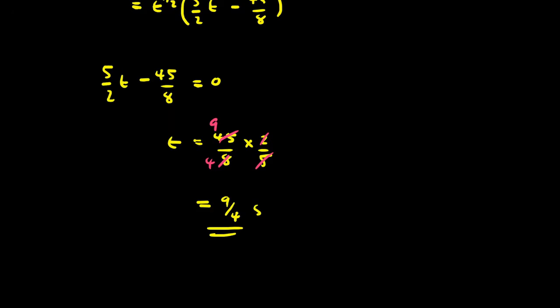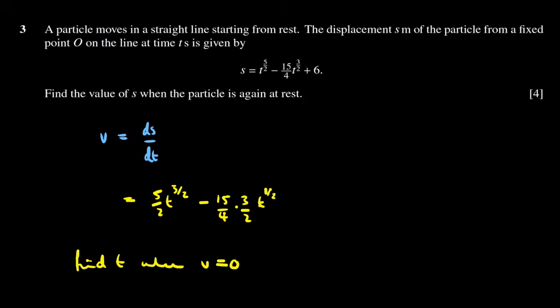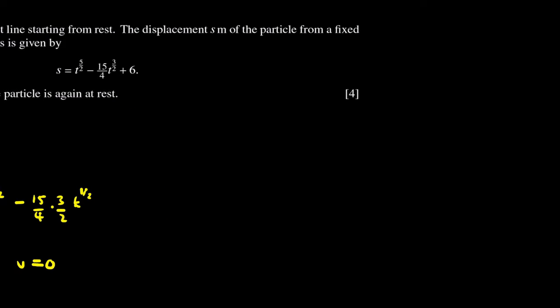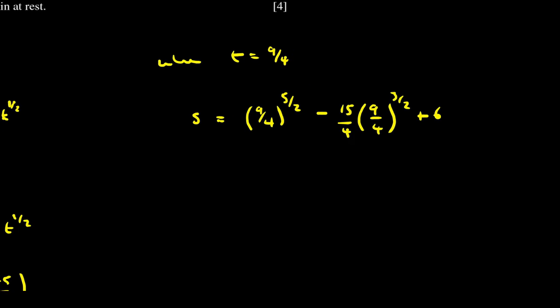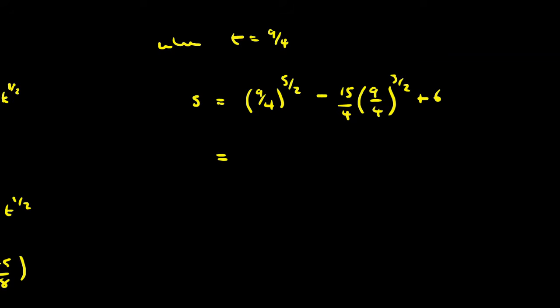All right, then. I want to find the displacement at that particular value. So when t is equal to 9/4, then s is equal to (9/4)^(5/2) minus 15/4 times (9/4)^(3/2) plus 6. And what does the power of 5/2 mean? Well, the 2 on the denominator means square root. So I'm square rooting this, and then I'm raising it to the power of 5. So let's square root it first.